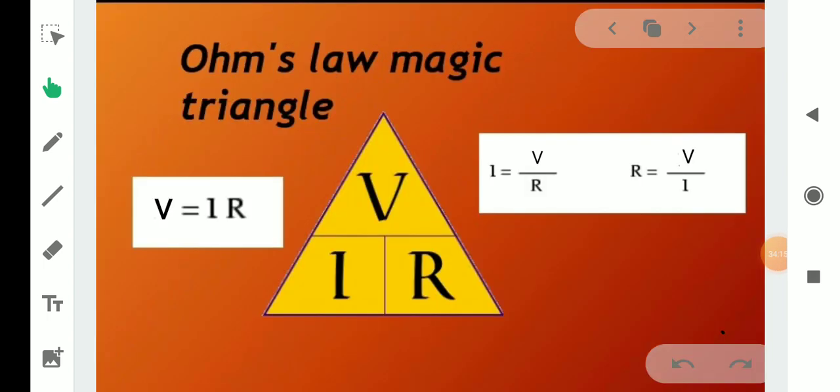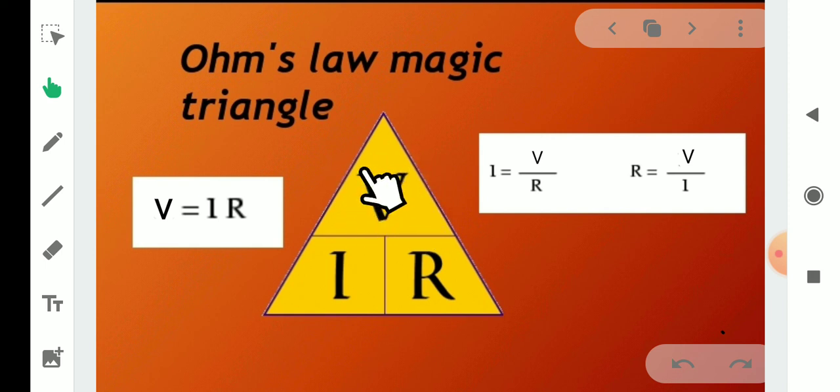Yes, you have to remember this magic triangle so that it is easier for you to solve the problems, and easier to remember. It will be easy for you all to remember the formulas, so you will not get confused. Remember this magic triangle, which consists of voltage V, electric current I, and resistance R. Write it in this way, that is Ohm's law magic triangle, where V, I, R. Now by eliminating one, you are going to get the formula.